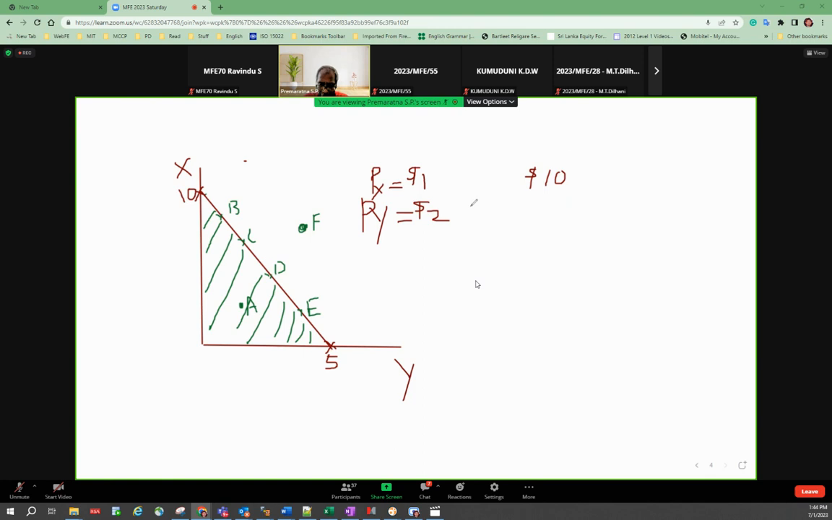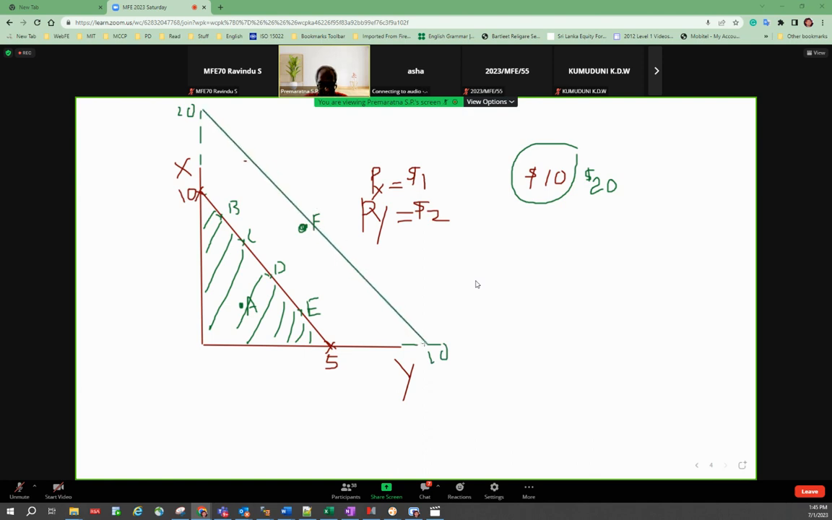Either you have to work hard and increase your money income up to, let's say, $12. In that way, what happens? You can see here 20, somewhere here 10. Then you can reach that level. Or otherwise, given $10, the market prices must be reduced.